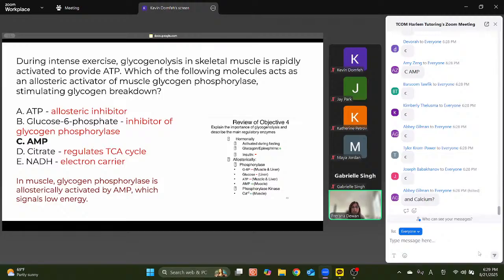And then citrate is also present when you have high energy and an abundance of nutrients. So citrate's generally going to inhibit glycolysis, not activate glycogen breakdown. And NADH reflects high reducing power. So if you have high NADH, that means you have a sufficient amount of energy and you would not have to activate glycogen breakdown. And correct, Abby, yeah, calcium would also be stimulating glycogen breakdown. All right, so if that's good, let's move on.